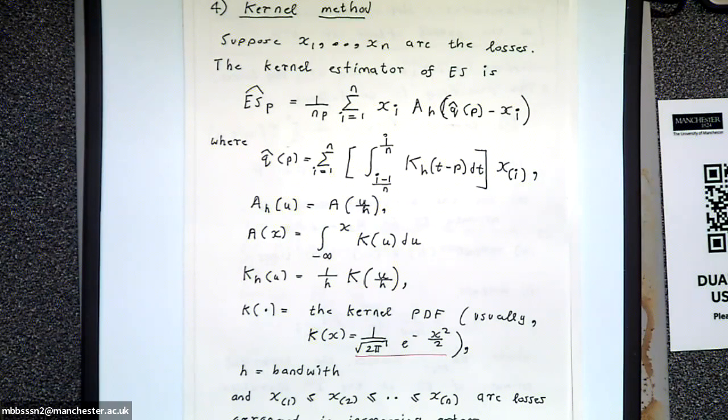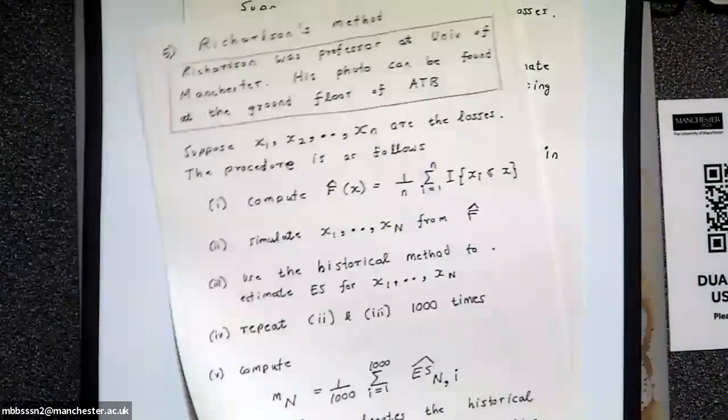So that's method number 4. And method number 5 is known as the Richardson method.